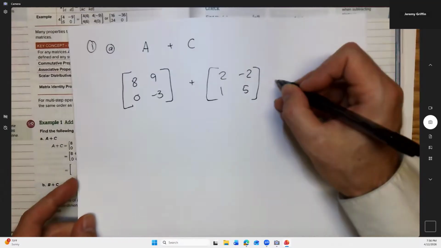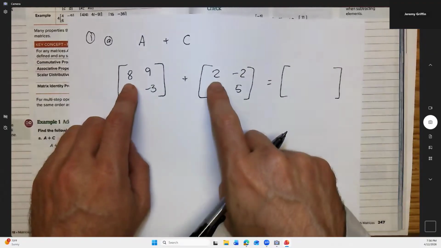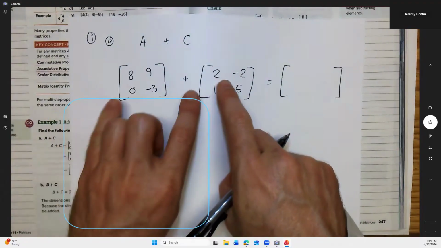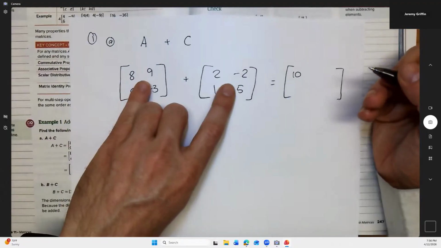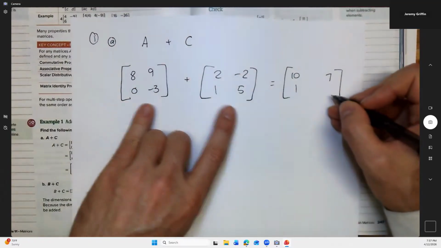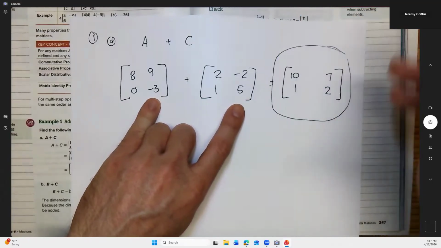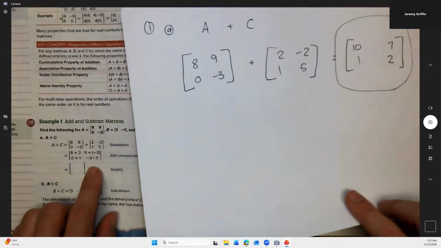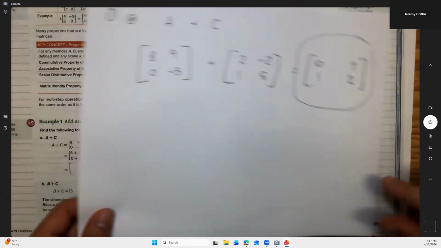All I have to do is add each element to each corresponding element. This A11 and this A11 go together. So 8 plus 2 is 10. 9 plus -2 is 7. 0 plus 1 is 1. -3 plus 5 is 2. So that should be the answer right there. They got the same process I just did, so of course it's the same.